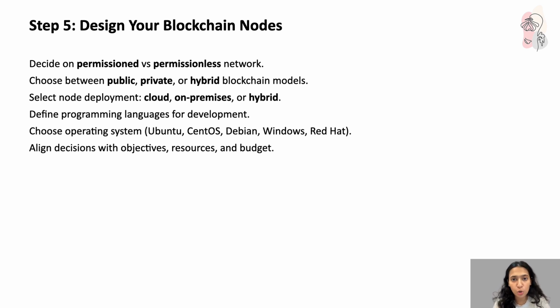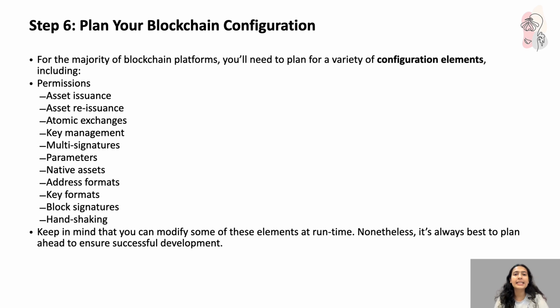Next comes node deployment. Do you want your blockchain nodes to be on cloud, on premises, or do you want a hybrid model for balance? Then it's time to set the developer foundation. That means selecting your programming language, for example Solidity, Go, or Java, and your operating system, such as Ubuntu, Windows, Red Hat, Debian, or CentOS. Every decision here should align with your business objectives, your resources, and your budget. In short, your architectural choices define not only how your blockchain performs today, but also how it is going to scale for tomorrow.